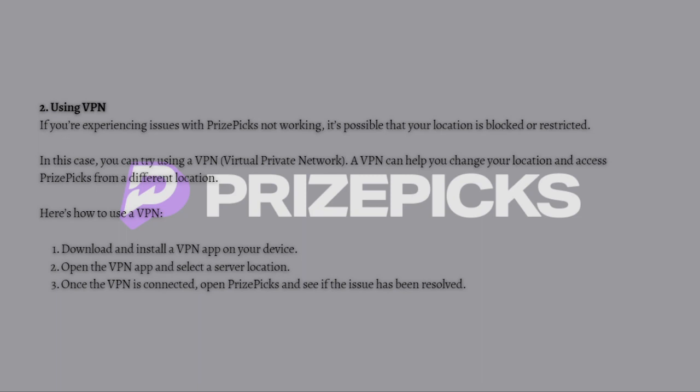So if you're experiencing issues with PrizePicks not working, it is possible that your location is blocked or restricted. So in this case, you can try using a VPN, or a virtual private network. A VPN can help you change your location and access PrizePicks from a different location. So to do that, just download and install a VPN app on your device, then open the VPN app and select a server location. And once the VPN is connected, open PrizePicks and see if the issue has been resolved.